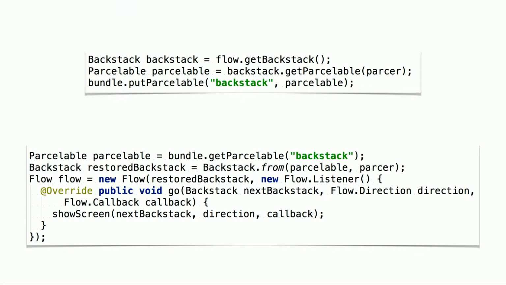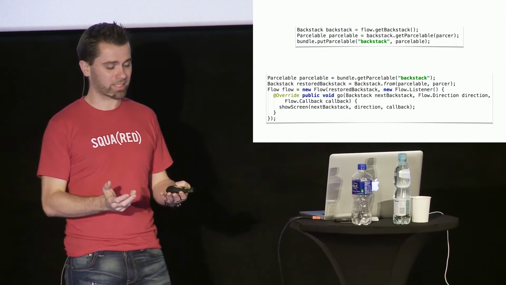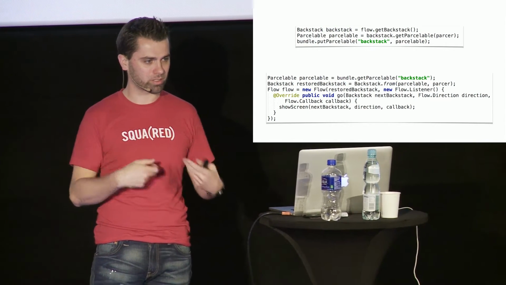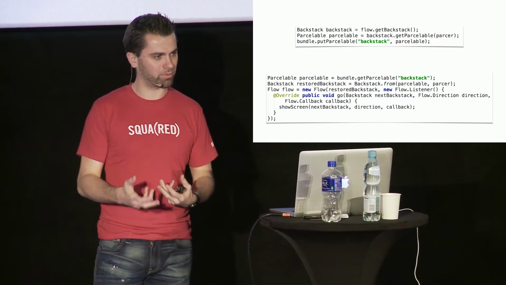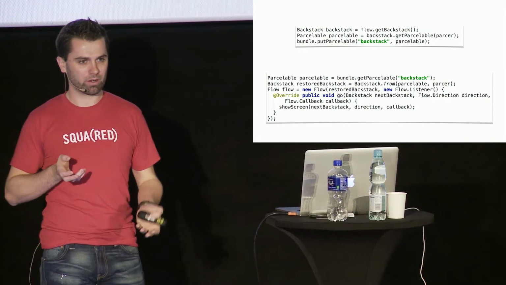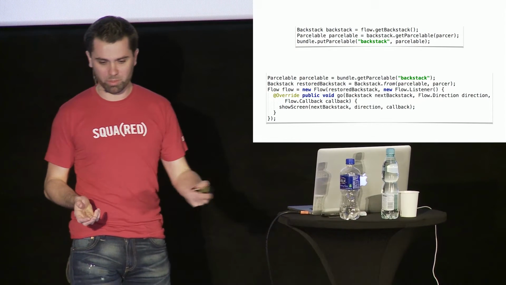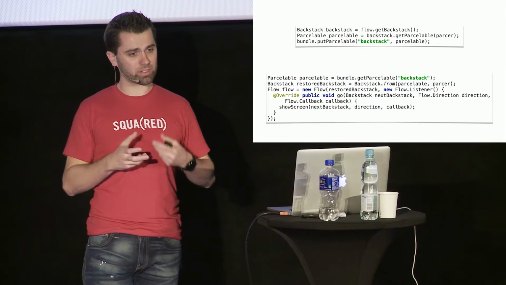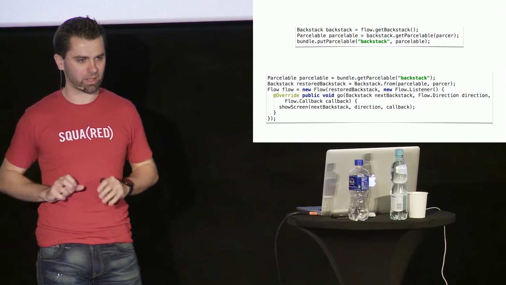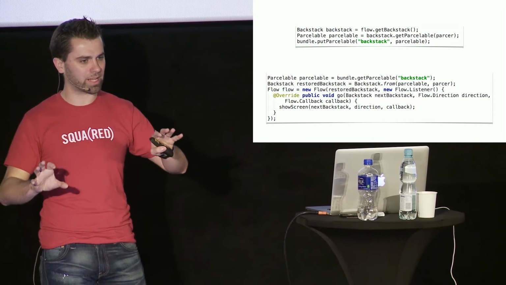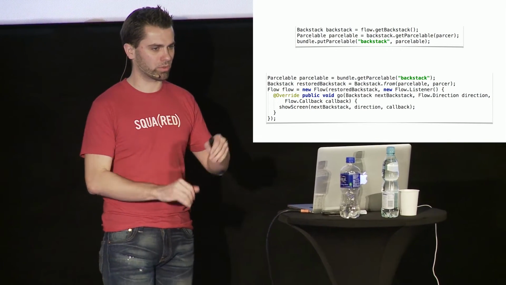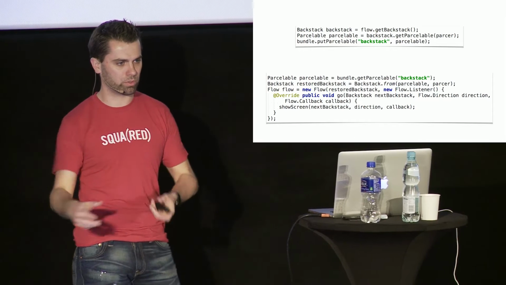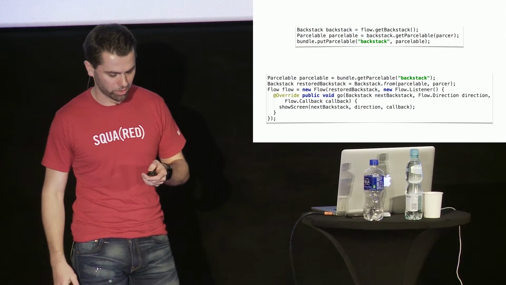But the top part is, okay, I need to save the backstack. That's very easy. I just make a Parcelable out of that backstack and put it in a bundle. And same idea, when I create Flow, I need to give it a restored backstack from the bundle, and then Flow doesn't even handle the view switching itself. It just handles manipulating the backstack, and then delegates everything to a listener. And in the listener, that's where you're supposed to write the code that inflates the view and attaches it to the container.